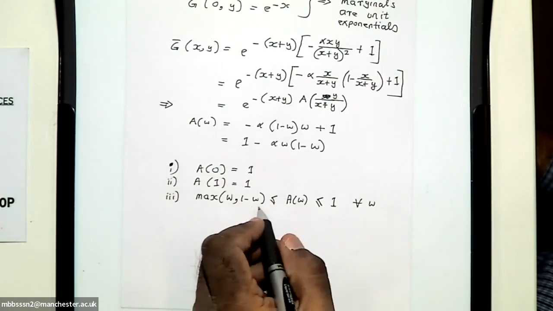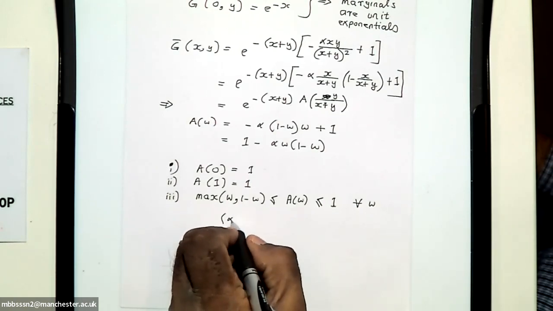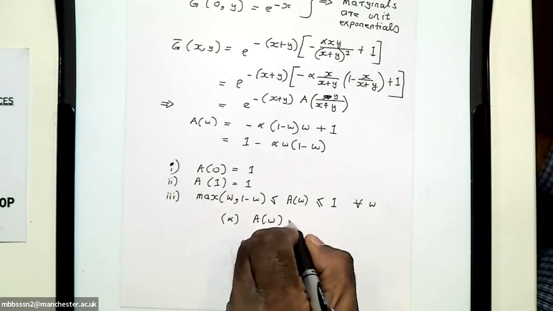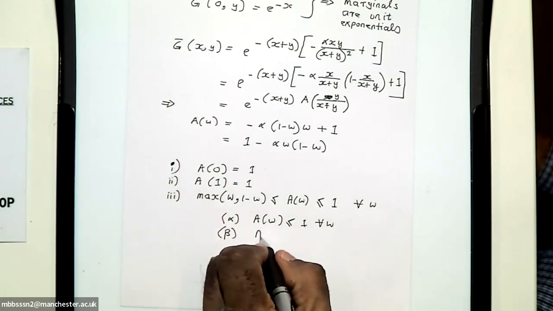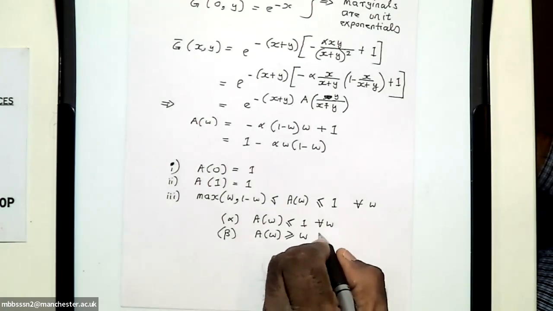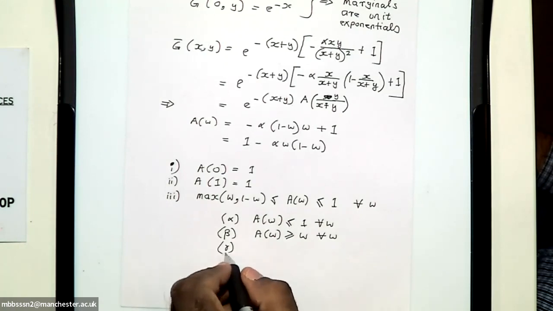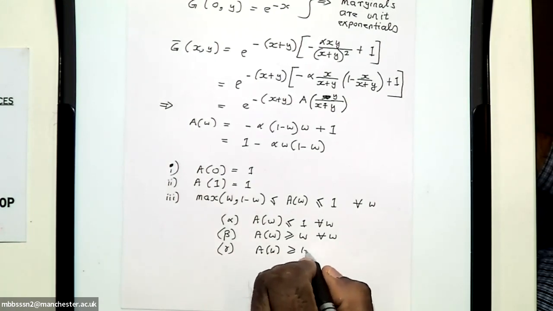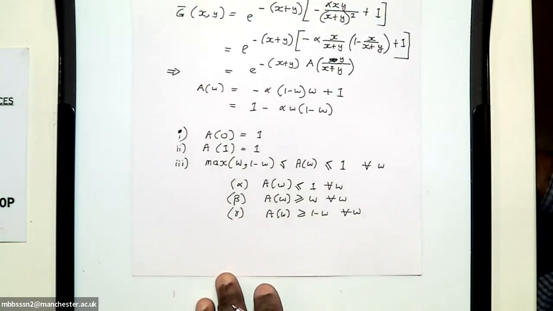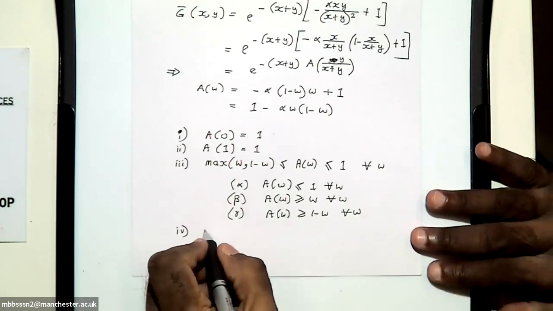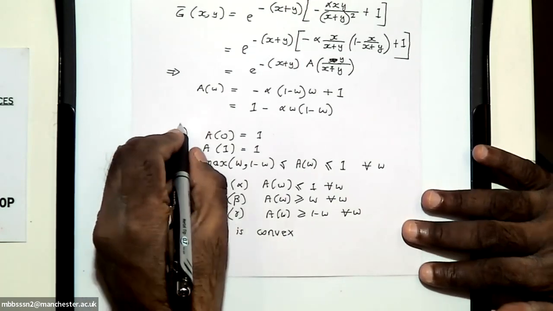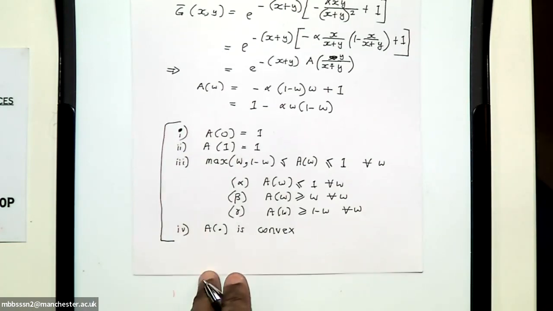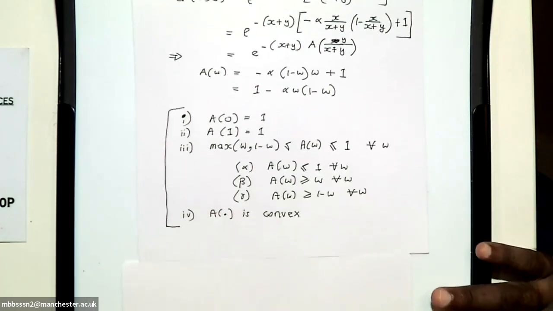to check this condition, we can do different parts. First, A of omega is less than or equal to 1 for all omega, and then the second is that A of omega is greater than or equal to omega for all omega, and the third condition is that A of omega is greater than or equal to 1 minus omega. All right. And finally, condition number 4 is that A is convex. Right, so we need to check all of these conditions. So let's start with the first one. You guys with me?